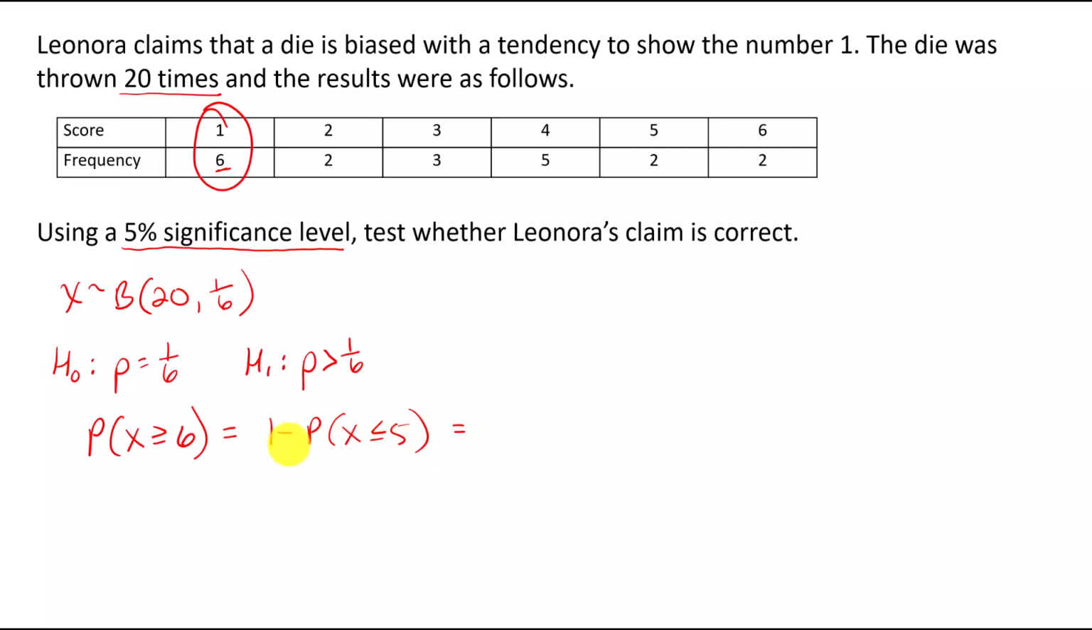When I do all of this math, using the binomial distribution, I get 0.1018. So if I change this to a percentage, I'm saying the probability that x is greater than or equal to 6 is 10%. Well, that's actually greater than 5%, which is what my significance level was. And since this is greater than 5%, it's greater than the significance level, we're going to say that we fail to reject the null hypothesis.